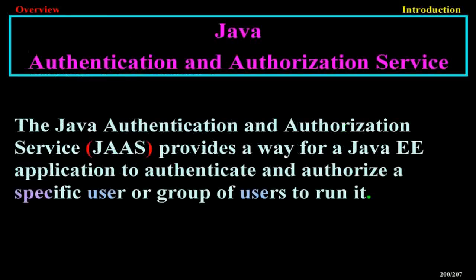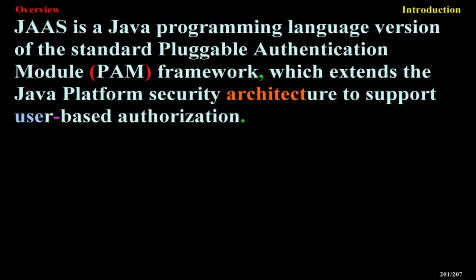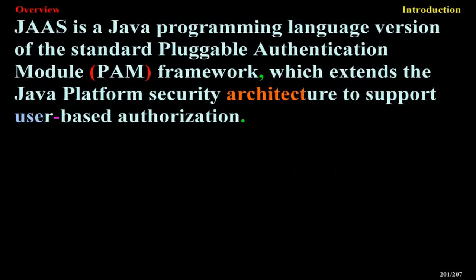Java Authentication and Authorization Service. The Java Authentication and Authorization Service, JAAS, provides a way for a Java EE application to authenticate and authorize a specific user or group of users to run it. JAAS is a Java programming language version of the standard Pluggable Authentication Module, PAM, framework, which extends the Java platform security architecture to support user-based authorization.